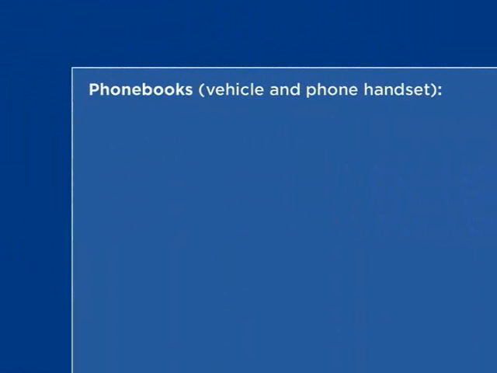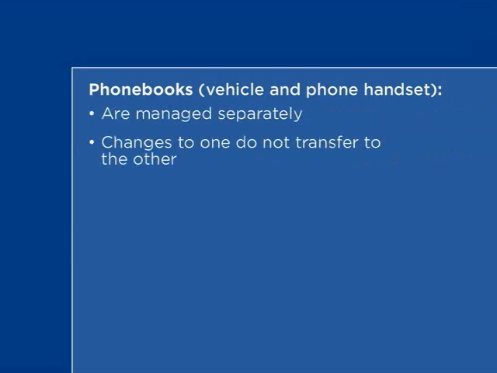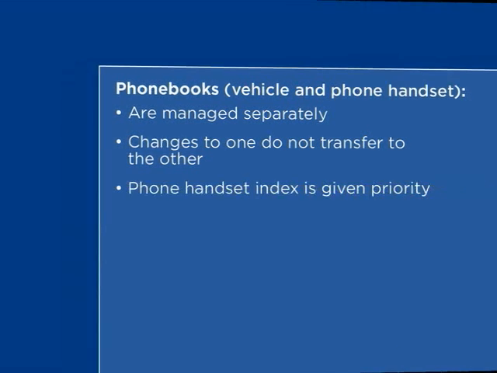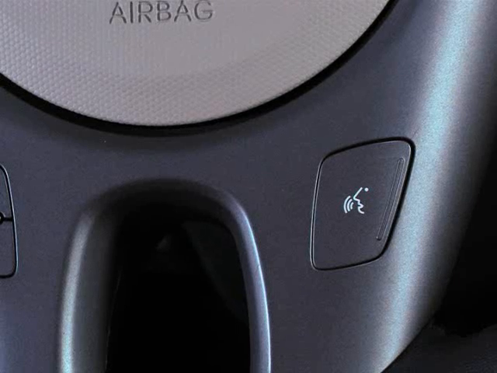It's important to understand that the two Phonebooks, from the Kia Bluetooth vehicle and from the phone handset, are managed separately. In other words, changes made to one do not automatically transfer to the other. If you have the same contacts available in both, the system will give the entry from your phone's handset priority and use that number. Let's see how this works in action as I now demonstrate the Phonebook menu.